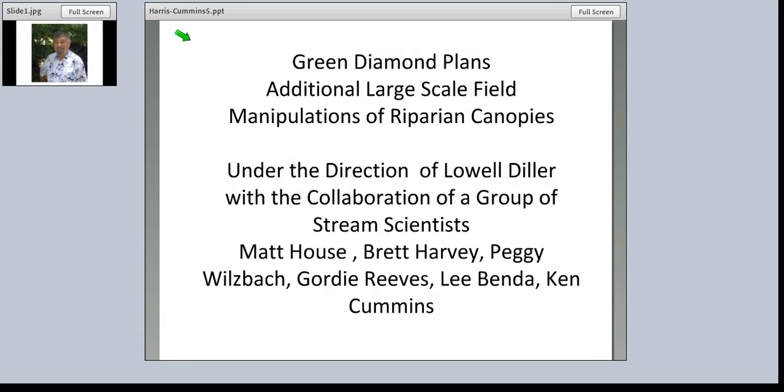broader scale, larger scale manipulations of the canopy, both for amount of shading and species composition by selective harvest, using a sort of before and after approach with controls to actually try measuring things in the stream about the fish, invertebrates, and in Lowell's case, amphibians as well. So it'll be a large-scale study over a long period of time, and as time goes by, the empirical database for the management will get better and better as we go along.